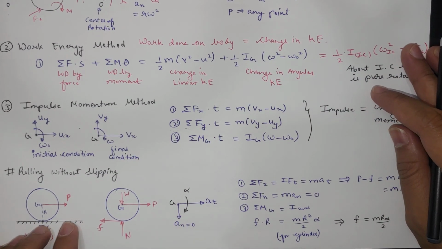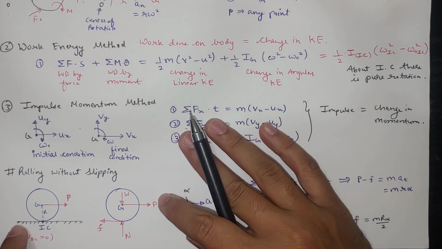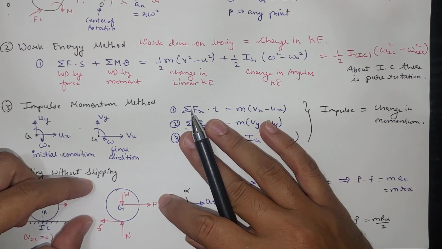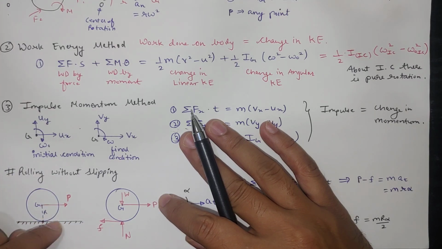This is a very common case asked in the examination, where there is a surface and a cylinder or a ball is rolling without any slipping. Slipping occurs when it's translating and there is friction on the bottom side, but in rolling there is less friction and it is rolling like a wheel of a car.